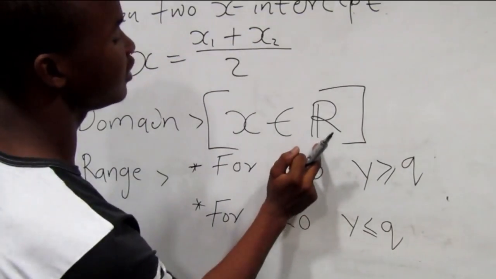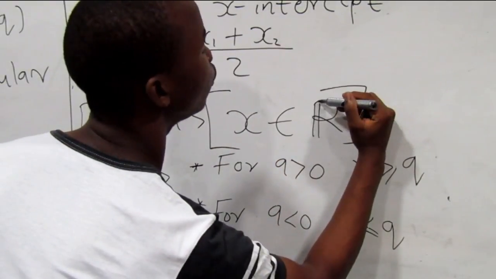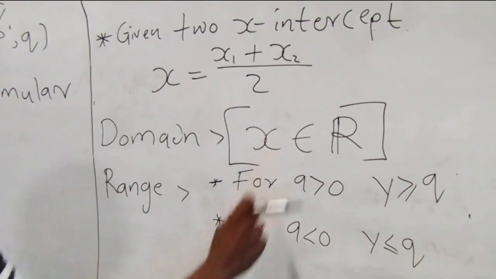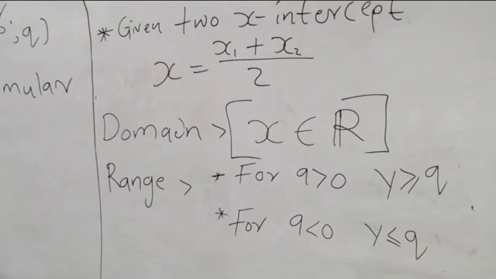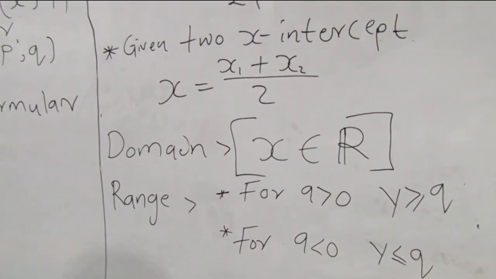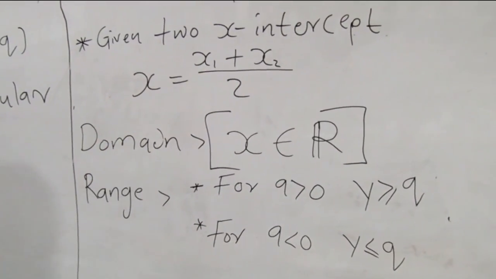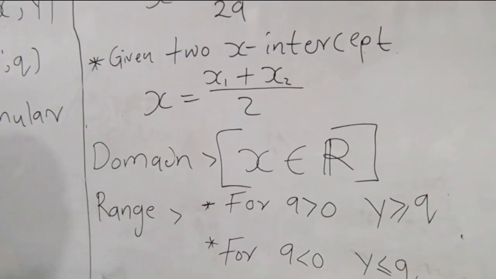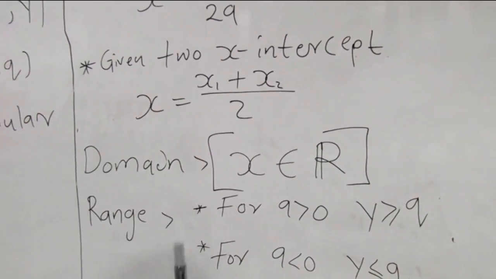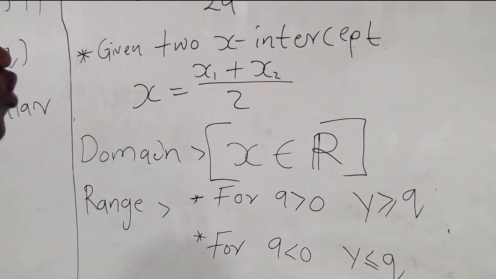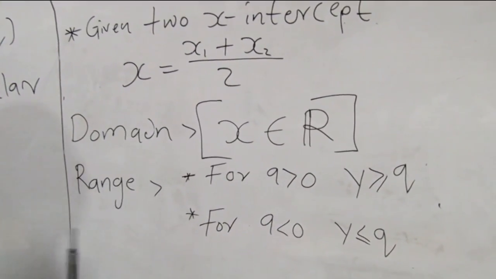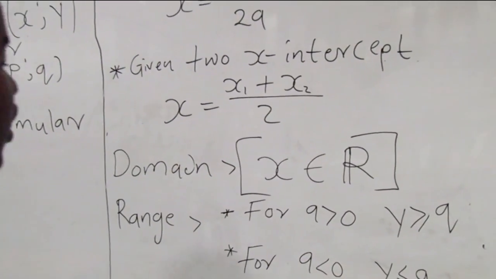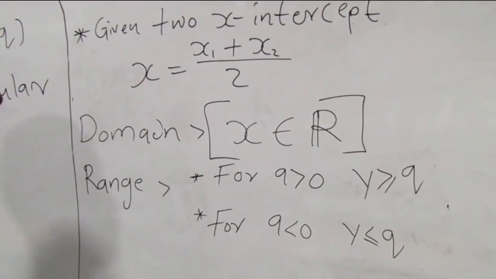You need to note this kind of R, it has two parallel lines here. x in R. Then for a range, you have two conditions. The first condition says for a is greater than 0, our y is greater or equal to q. Remember how to get our q. Our q, we get it from the turning point, or from a given function.